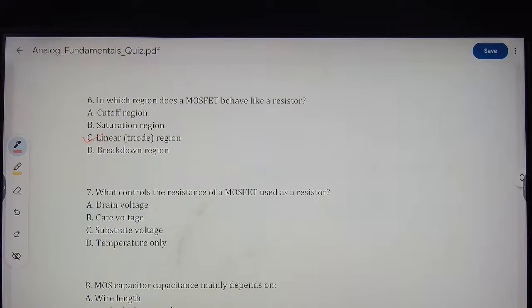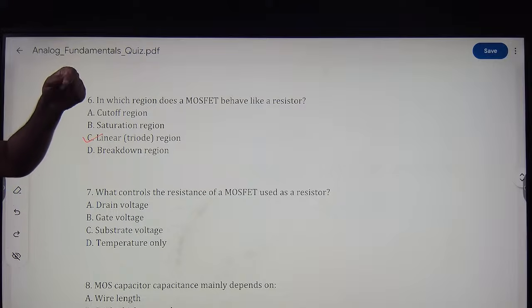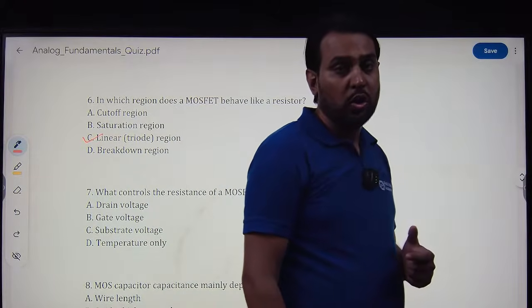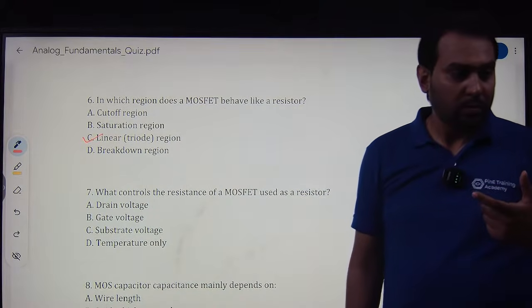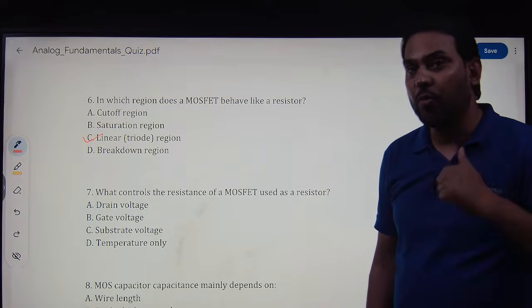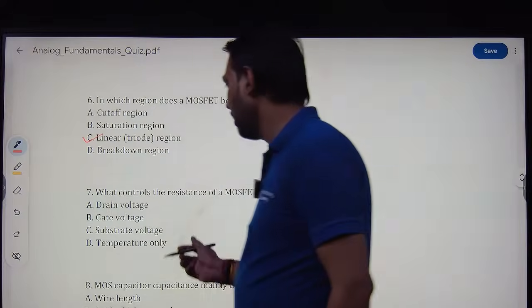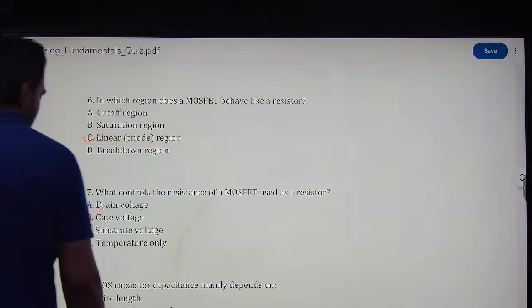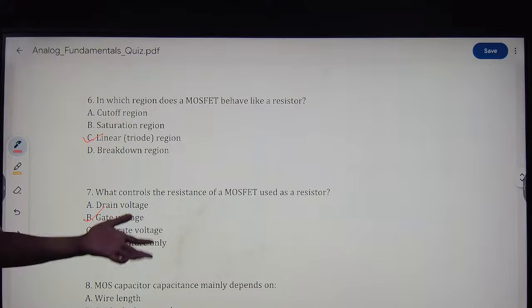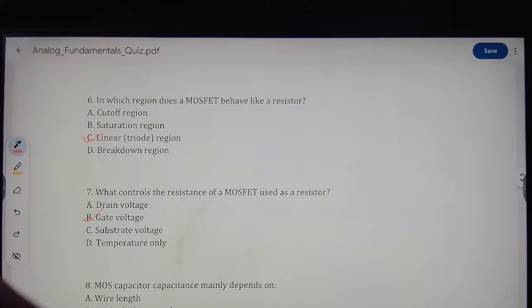What controls the resistance of a MOSFET used as a resistor? MOSFET behaves like a voltage controlled resistor. So you can control the MOSFET resistance with the gate voltage. So this is controlled by the gate voltage, not by the drain voltage, not by the substrate voltage, not by the temperature only. You can control the MOSFET impedance or resistance by the gate voltage.